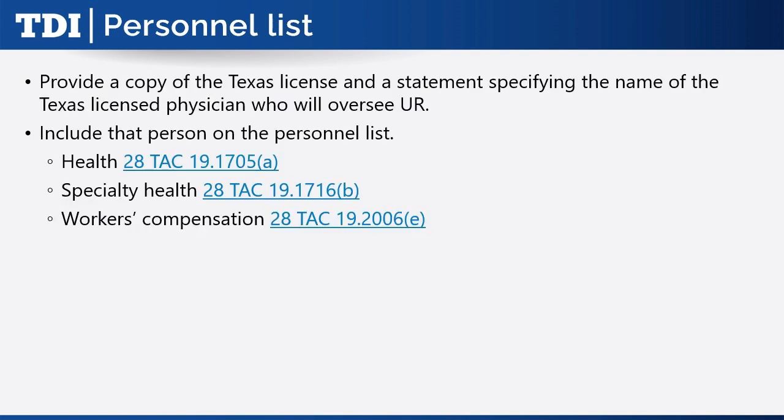A Texas licensed physician must oversee UR and review and approve the UR plan for a URA. Make sure that you provide a copy of the Texas license and a statement specifying the name of the Texas licensed physician who will oversee UR, and include that individual on the personnel list. You can see details specific to the license qualification type in the requirements link on the screen.